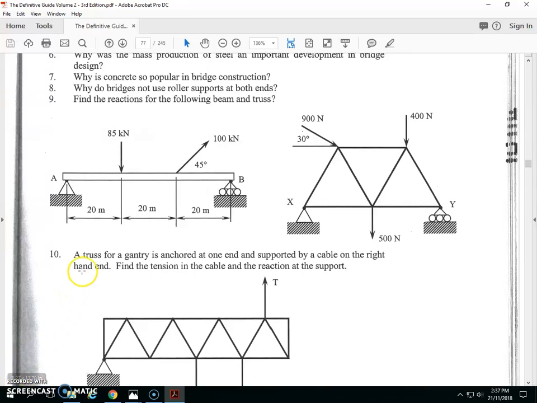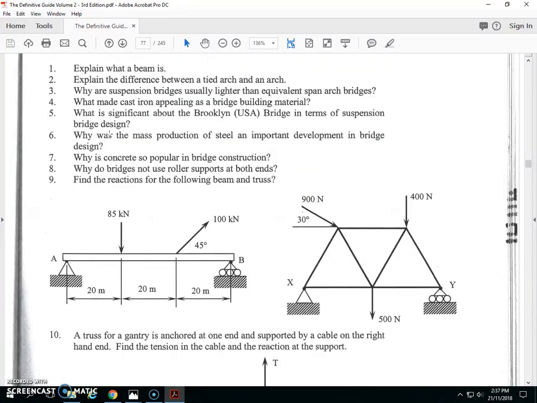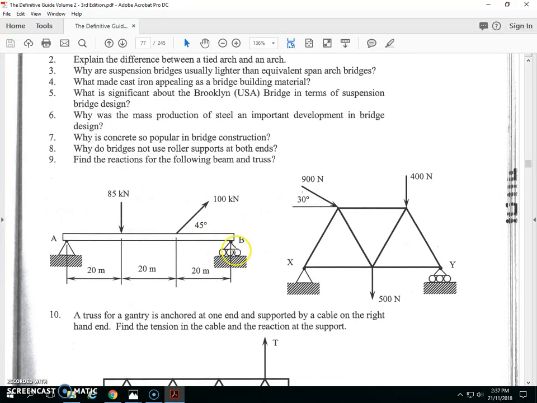Okay, so in this video I'm going to go through the two reactions on question 9 of page 69 at the end of the chapter review questions for civil structures. So we've got two different cases here. We've got a beam and a truss, and in both cases what we're going to do is find the reaction.